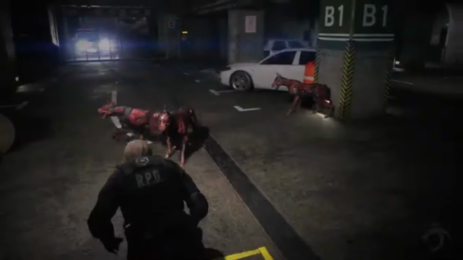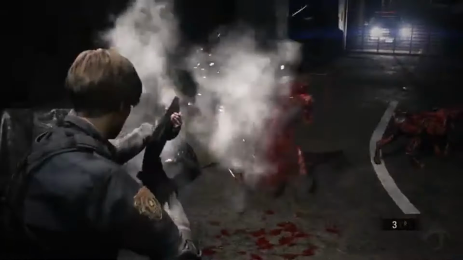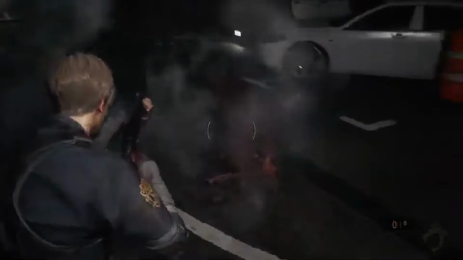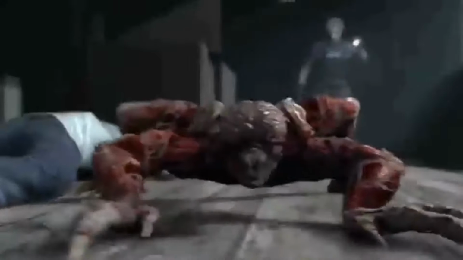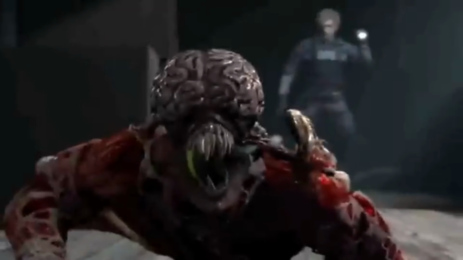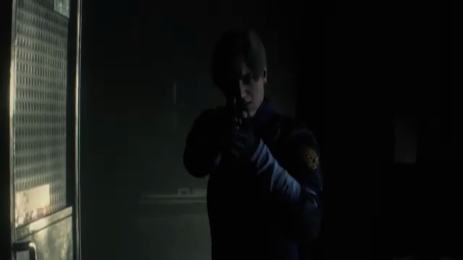Being blind, the lickers rely entirely on their sense of hearing. This makes them vulnerable to attacks that minimize noise, such as the use of silenced weapons. Their brain is exposed and enlarged, making it a vulnerable point. Damage to this area can be fatal to the licker. Although they are more resistant than humans, lickers are not invulnerable. High-powered firearms can cause significant damage, especially if aimed at their exposed brain.